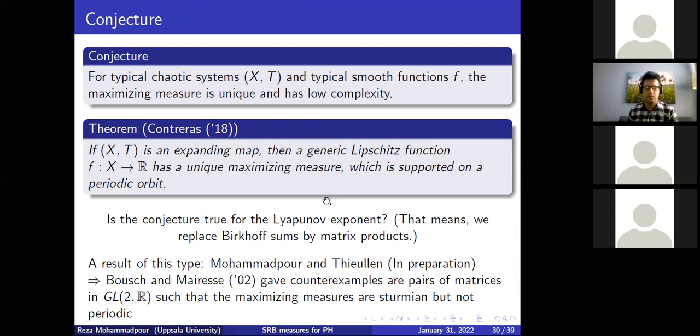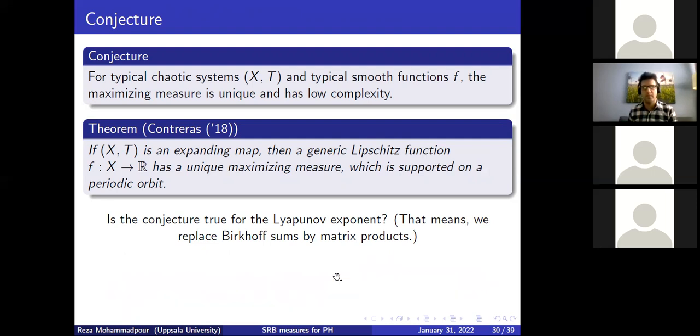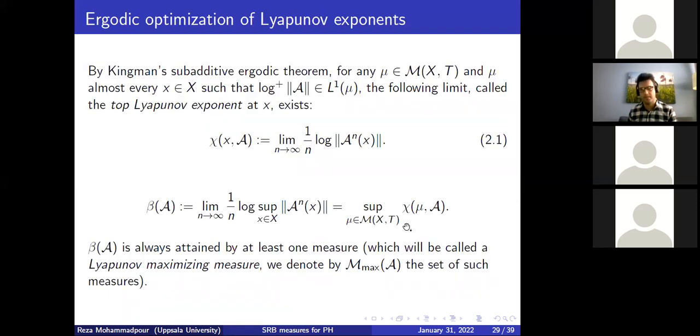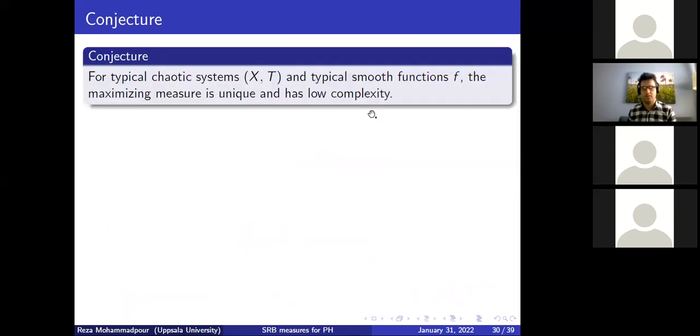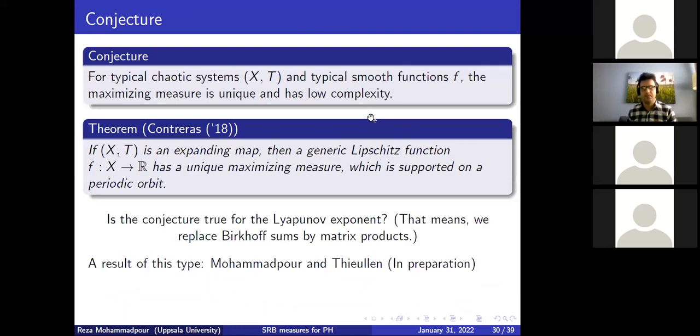So now what I want to do is study ergodic optimization of the Lyapunov exponent over the space of observable measures. I mean, general ergodic optimization studies the whole space of invariant Borel probability measures. Now I want to replace it by the space of observable measures.